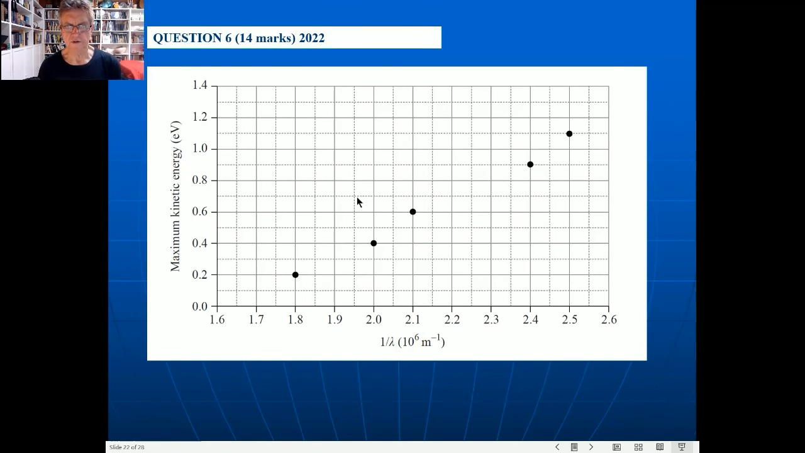Now here's another tricky one about the axes. This is from 2022. You'll notice it's a PE graph, photoelectric effect, but the x-axis is 1 on lambda. Now this threw students because it's not what they expect. You expect a frequency, so even though you're trying to apply your formula, EK equals HF minus W, it got students into a lot of trouble here.